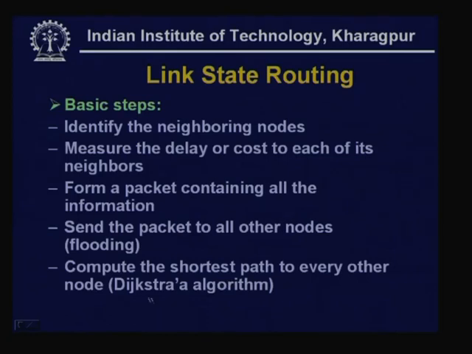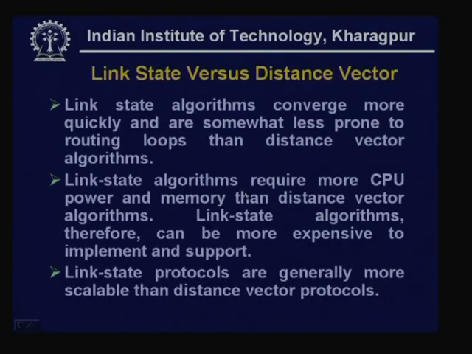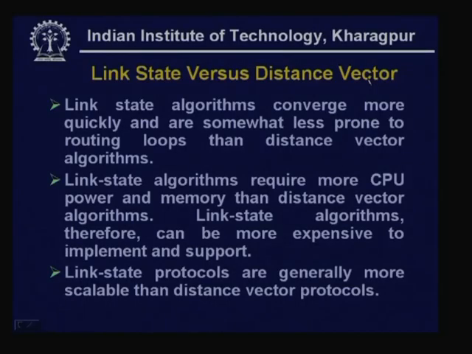and then Dijkstra's algorithm is used to find out the shortest path. First the cost for each link is obtained, and then the shortest path is obtained to every other node by using Dijkstra's algorithm, and that is being used for routing purpose. So we find that this link state routing is quite powerful, and here let us make a comparison between the link state versus distance vector routing.